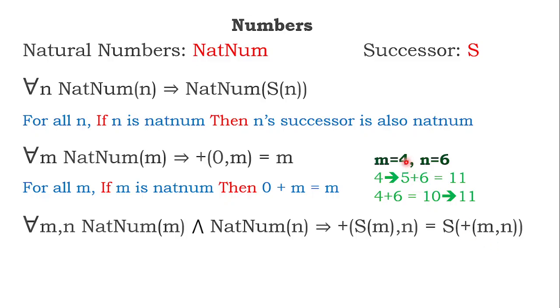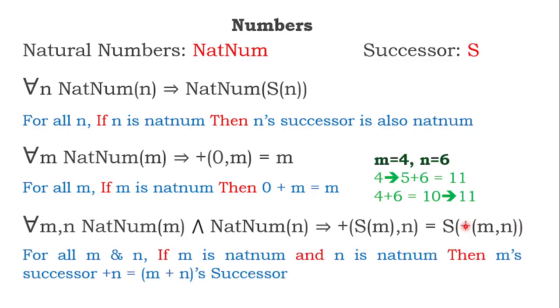This term is also 11. What is m? 4. What is n? 6. m plus n, 4 plus 6, is 10. What is the successor of 10? 11. 11 equals 11. So let us not bother about this maths. For all m and n, if m is a natural number and n is a natural number, then m's successor plus n is equal to m plus n's successor. That's what we are telling, everything I discussed.